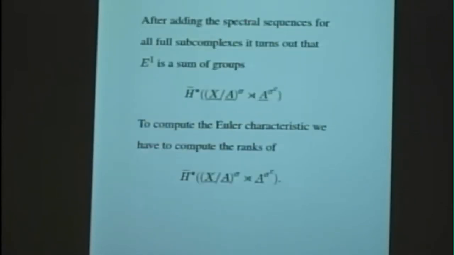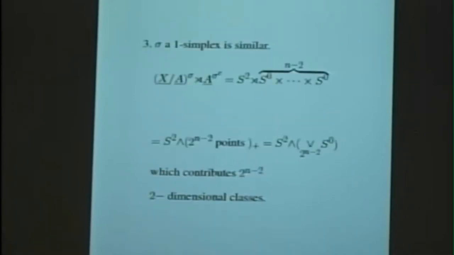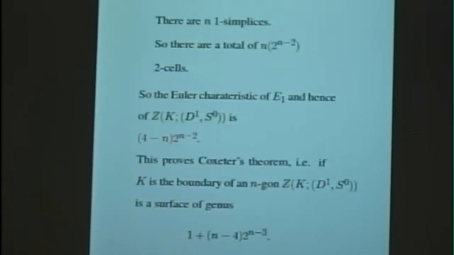Right. So let me show you what the half smash is. The half smash is the smash product where I put a disjoint point on the right factor. I think I wrote it out here. Okay. So you get a bunch of copies of two-dimensional classes, and you multiply it by the number of one faces, and you find that you have a total of n times 2 to the n minus 2 2-cells contributing to the Euler characteristic.